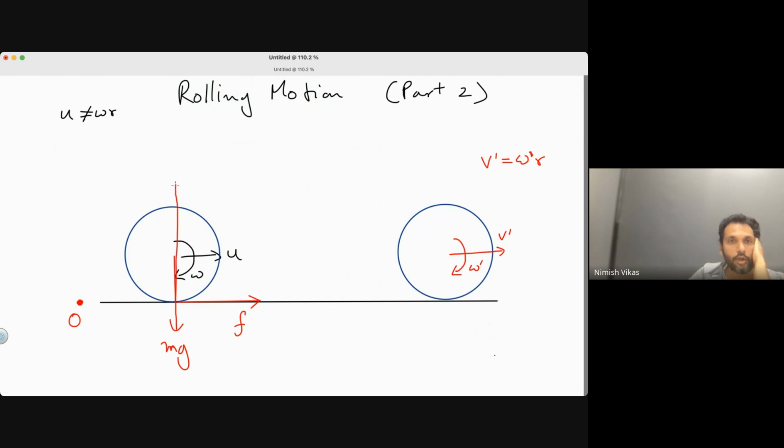But then I have a normal reaction which also will have a torque, and thankfully N was equal to mg, so those torques will get cancelled, and hence only F is the one which could have provided a torque, which is not. Is that clear? Now comes the formula of the angular momentum.